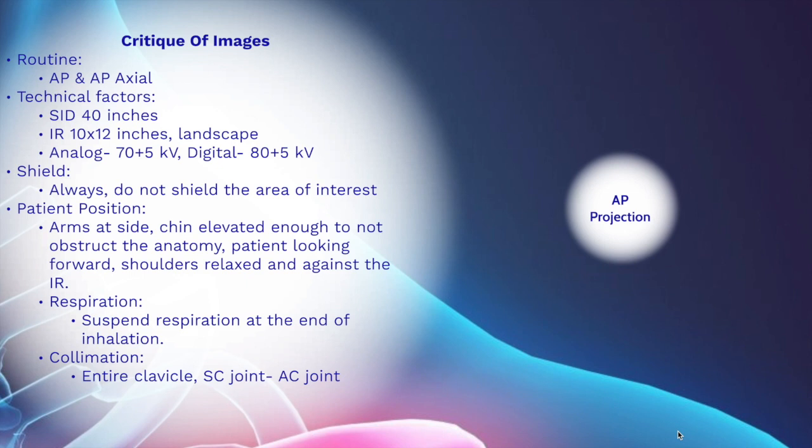For respiration, you want to make sure to suspend respiration at the end of inhalation so that it can help elevate the clavicle's anatomy. You want to make sure you collimate enough so that the entire clavicle, SC joint, and AC joint is demonstrated.